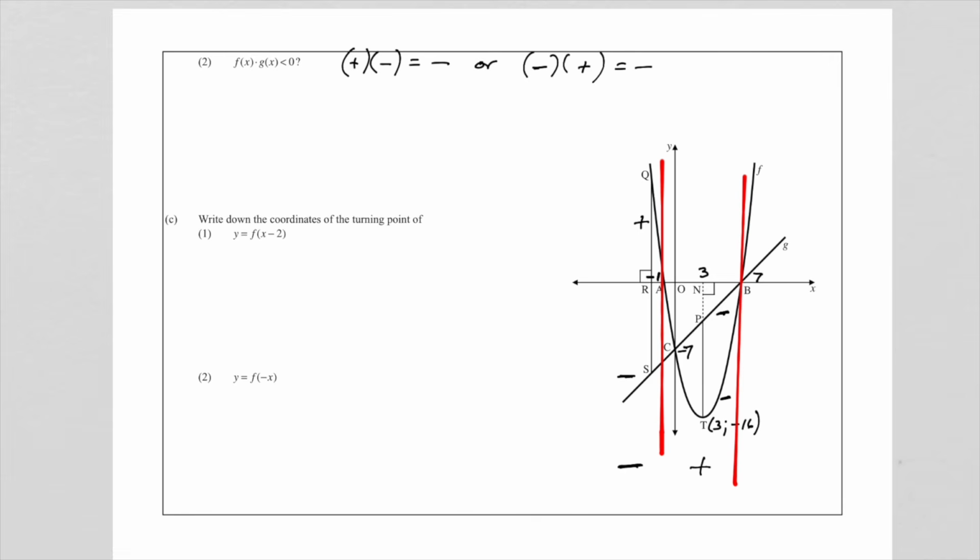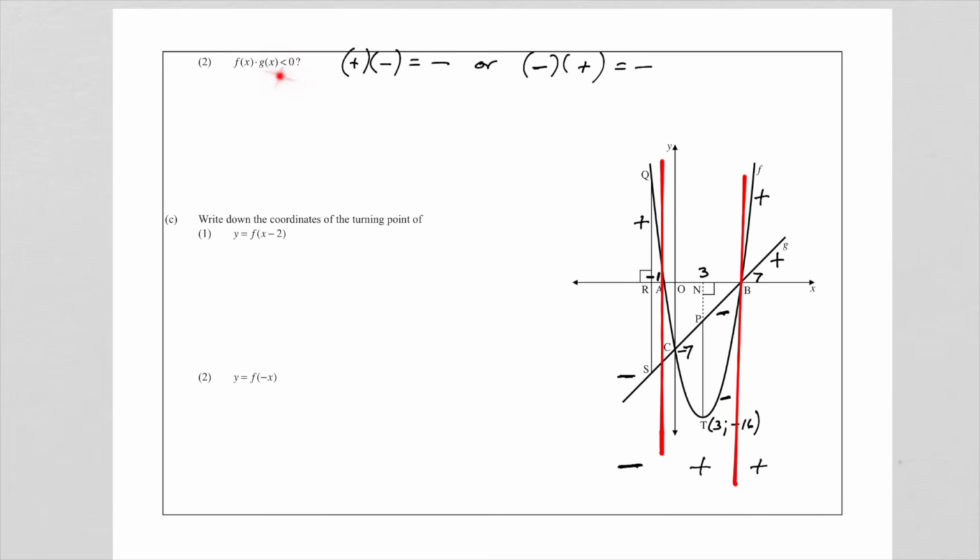And then I'm going to look at the third interval, and this is the interval from 7 up to infinity. Here you will notice that f is positive, that's the parabola, and the straight line is also positive, which means the product will be positive.